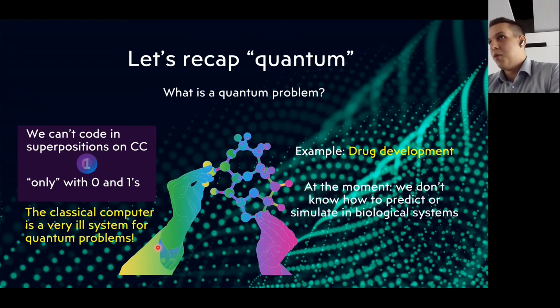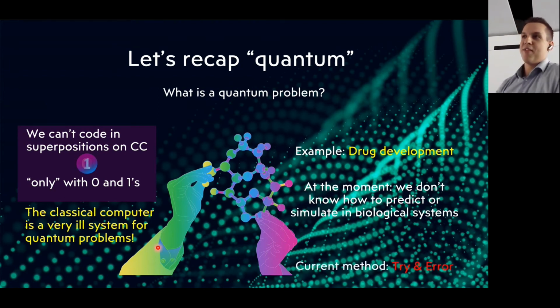And that's really a problem, because we can't simulate the stuff in biological systems, in drug development, for instance. And our current method is trial and error. That costs a lot. And I mean, COVID is the best example for this. We don't know really what is happening. We just do it and take it and trust. And that's not good.